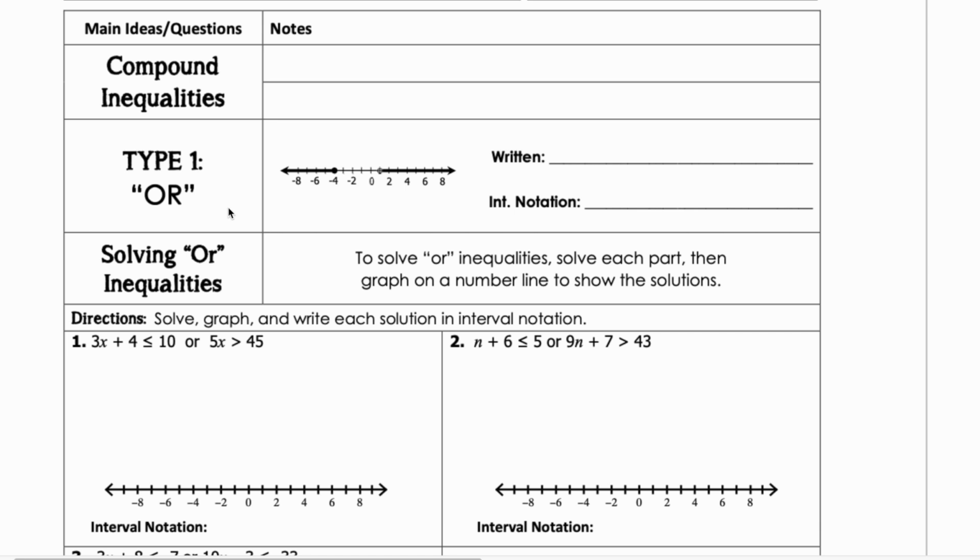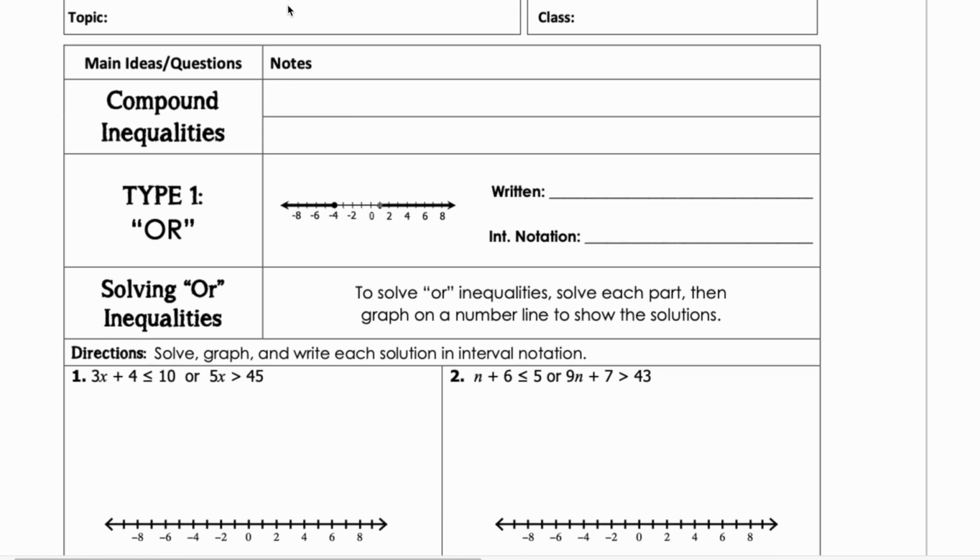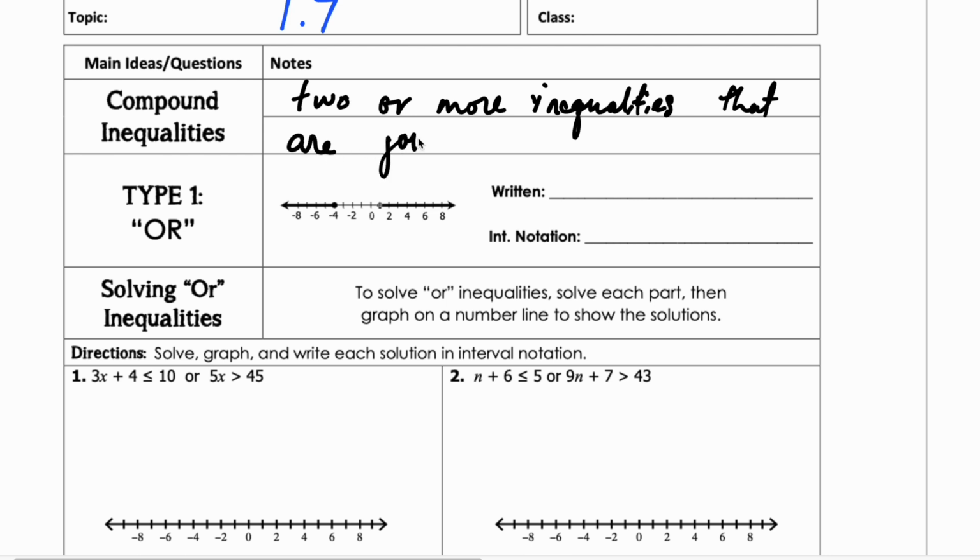A little bit more into the meat of things, we're going to be looking at compound inequalities. This is going to be your unit, or our notes 1.7. And compound inequalities is basically two or more inequalities that are joined together by "and" or "or".